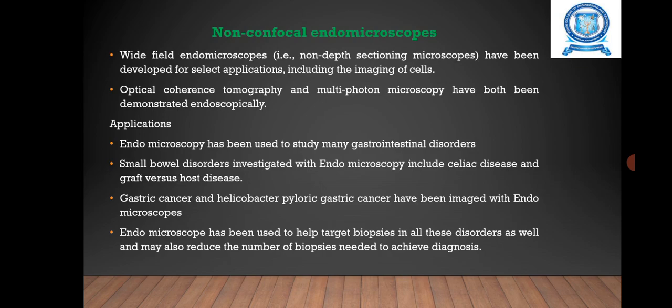Here we have some of the applications. First one is that endomicroscopy has been used to study many gastrointestinal disorders. Small bowel disorders investigated with endomicroscopy include celiac disease and graft versus host disease. Gastric cancer and Helicobacter pylori infection have been imaged with endomicroscopes. Endomicroscopy has also been used to help target biopsies in all these disorders, and may also reduce the number of biopsies needed to achieve diagnosis.